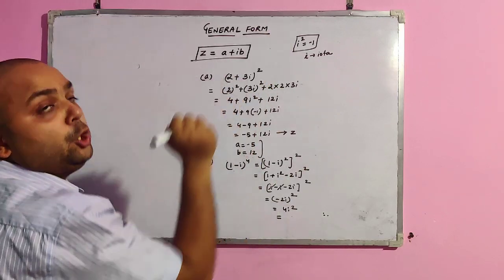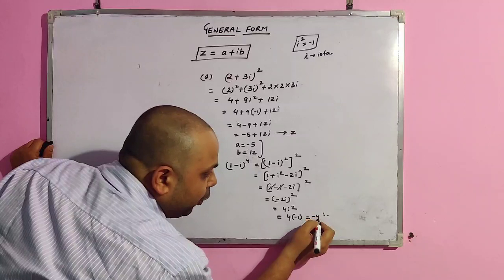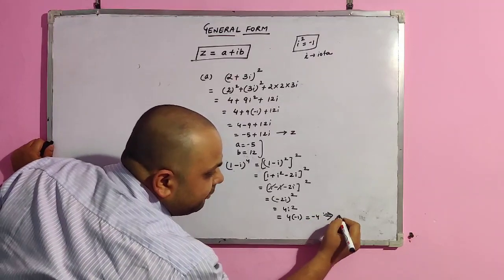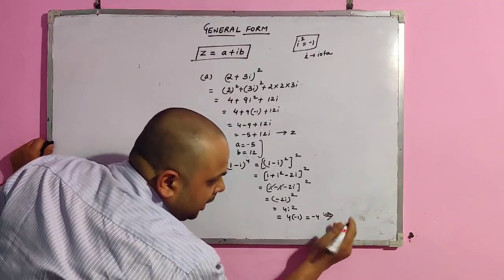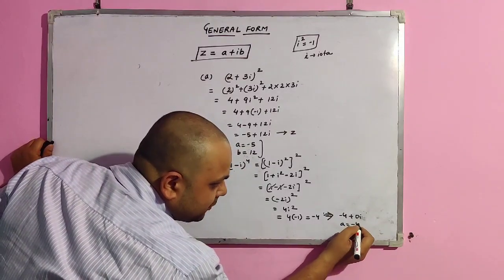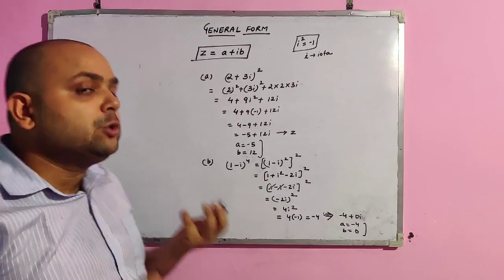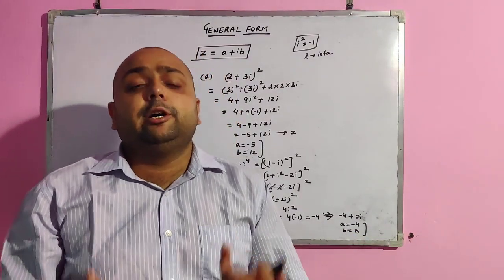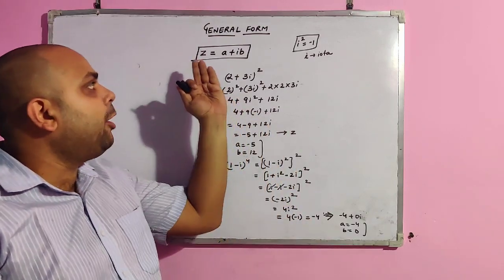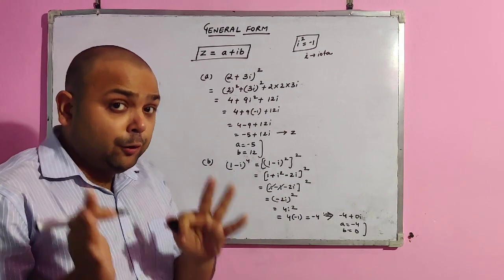Again substituting the value of i square, we have minus 4. So the final answer we have is minus 4 plus 0 iota. So a is minus 4 and b is 0. So in this way, using different formulas, we can convert that number into the general form a plus iota b. For example, I am going to tell you one more question.